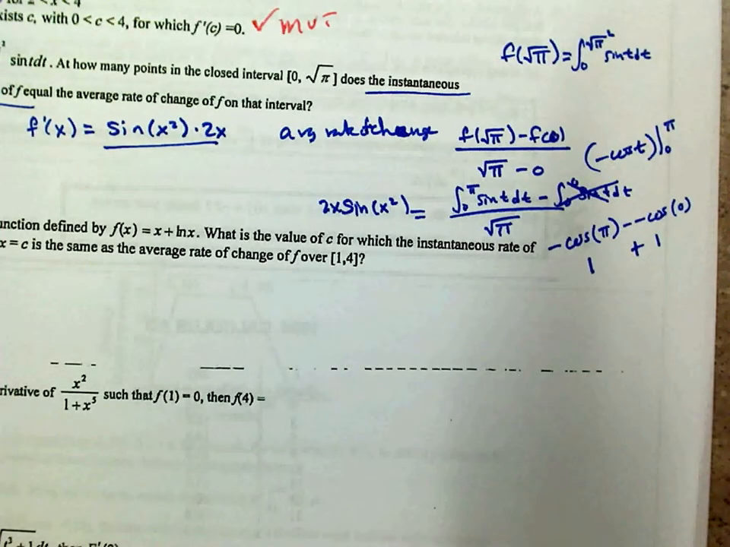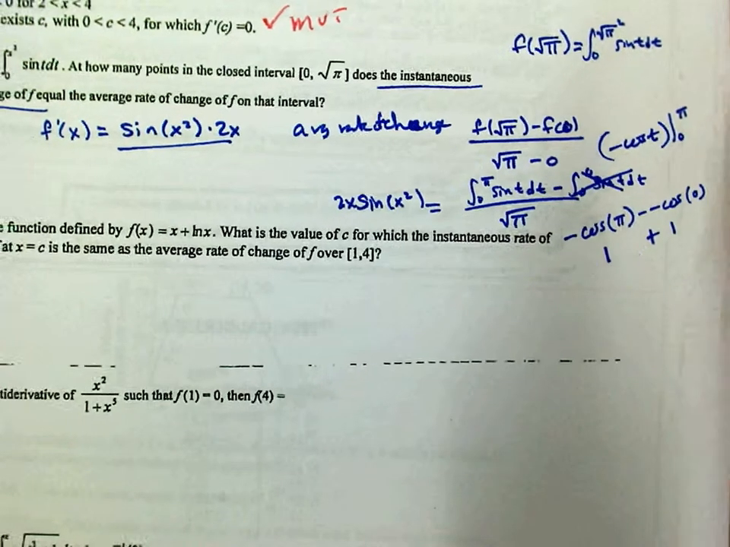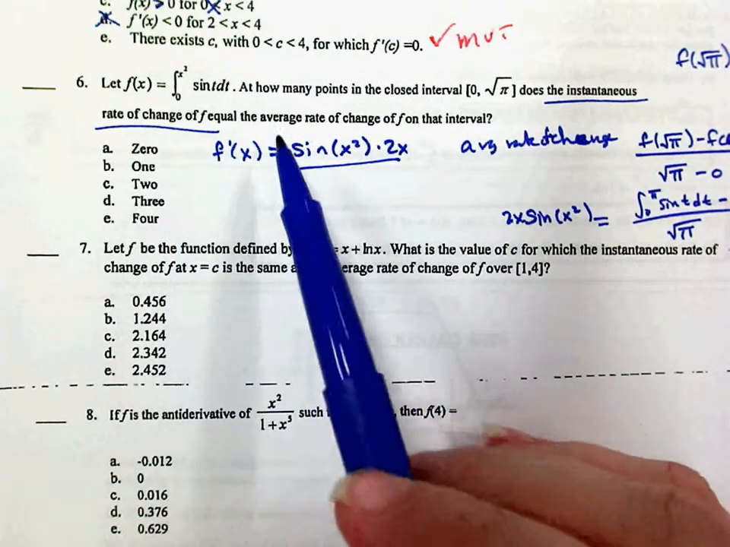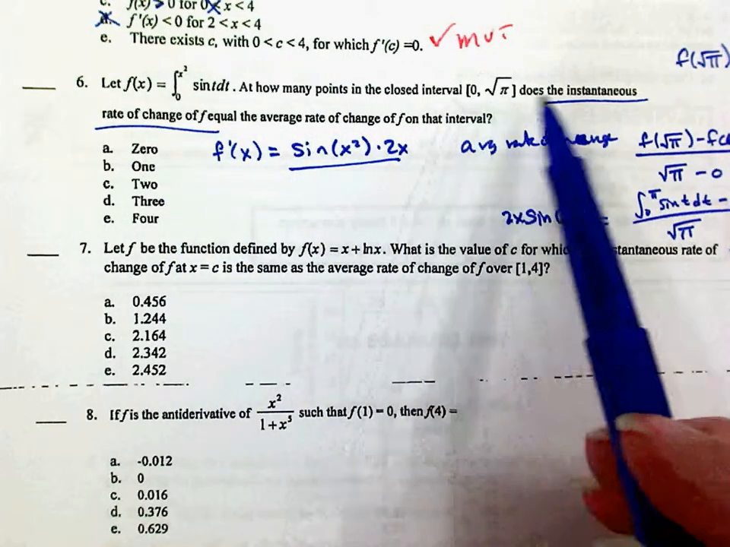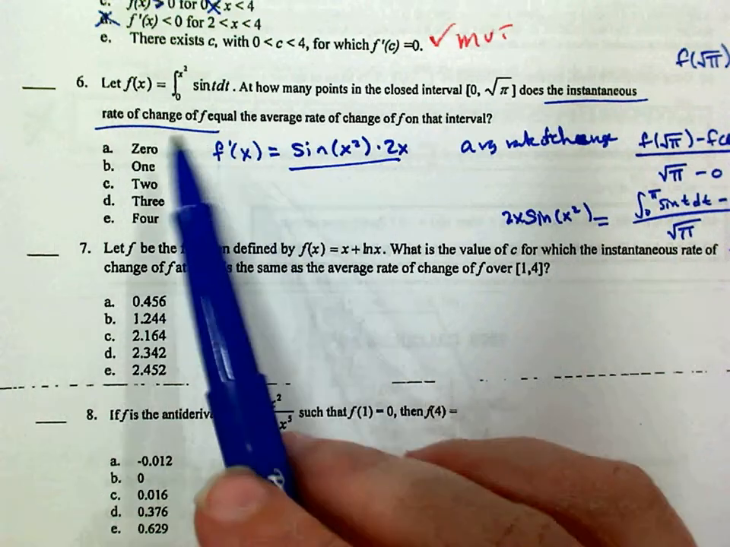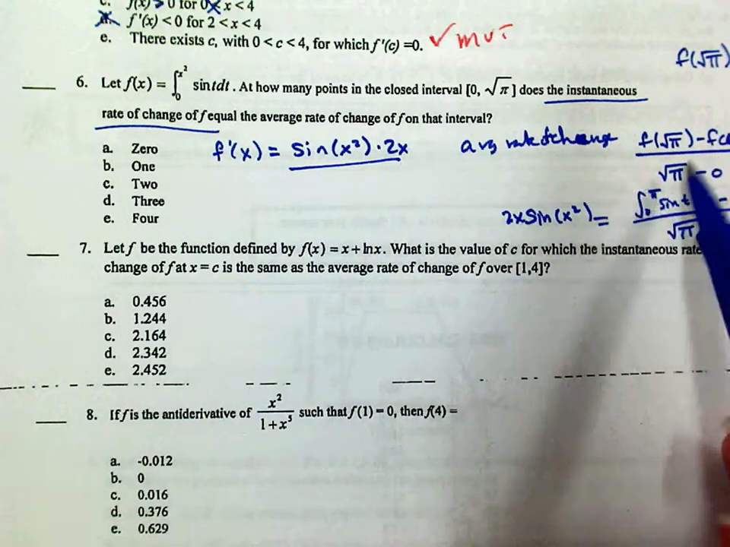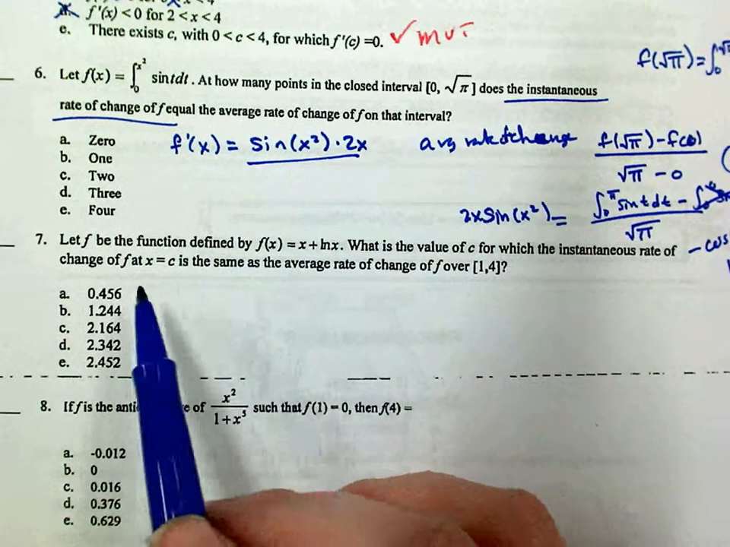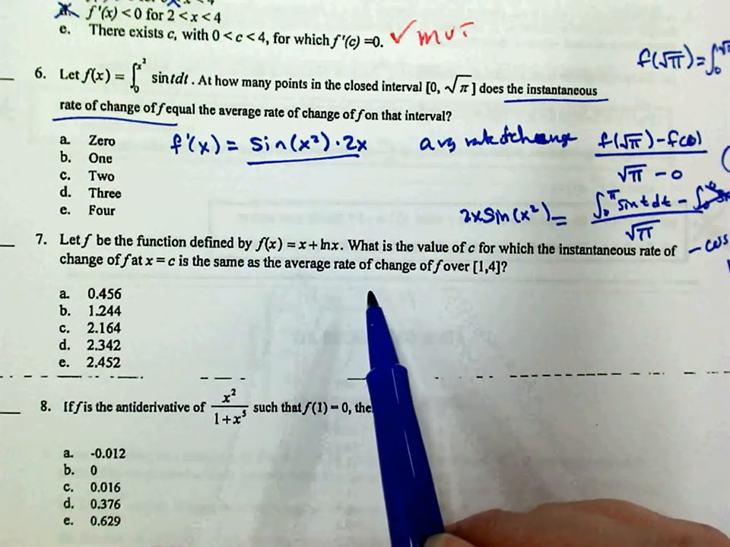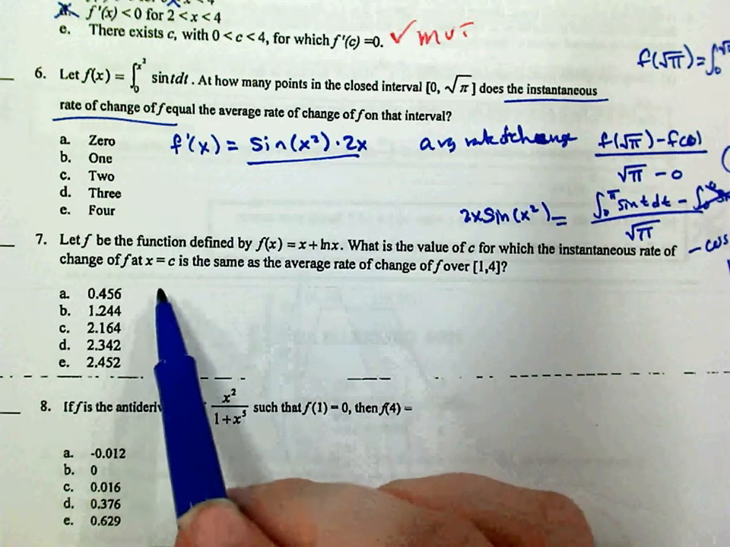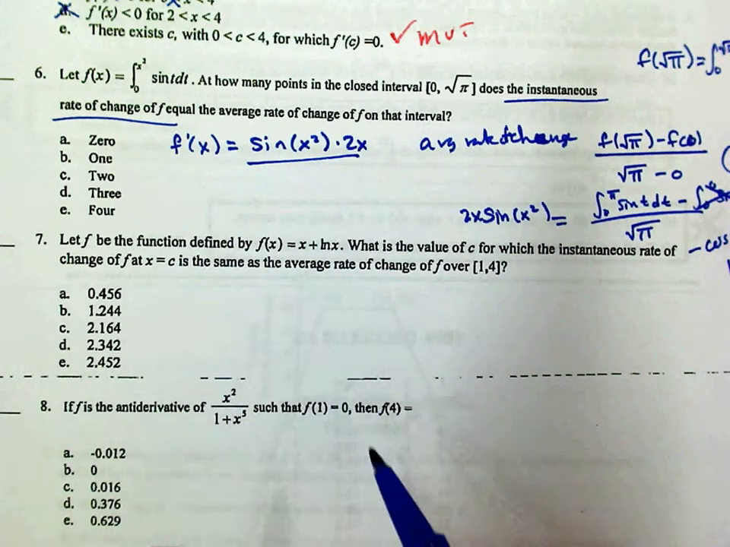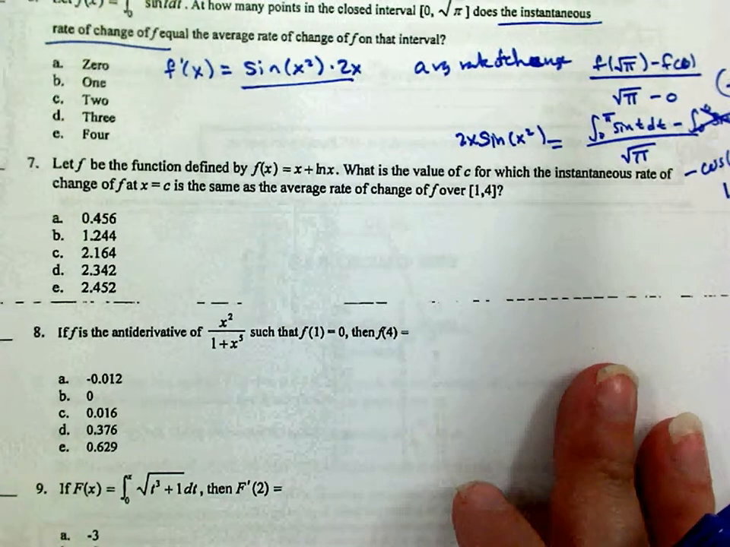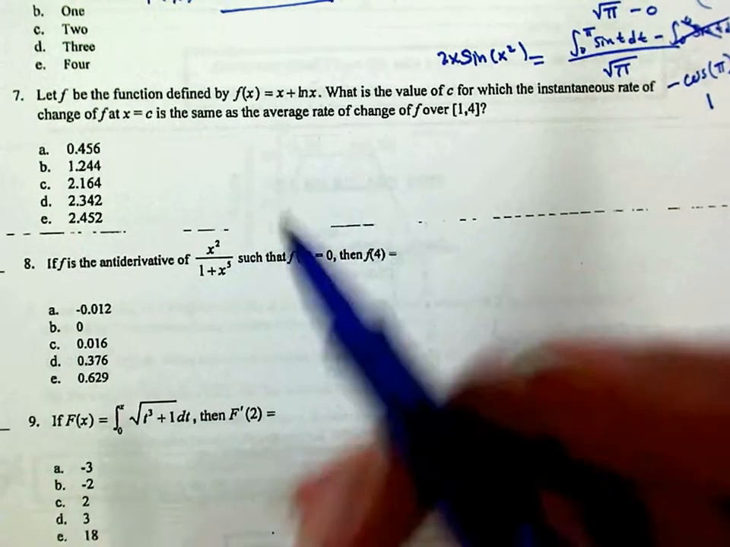It was kind of a weird question because it had this function defined as an integral, and it said, at how many points on the closed interval does the instantaneous rate of change of the derivative equal the average rate of change, which is f of b minus f of a over b minus a. Okay. So let f be the function defined by this. What is the value of c for which the instantaneous rate of change at c is equal to the average rate of change over the interval from 1 to 4? So they want to know for what value the mean value theorem is true from 1 to 4, right?